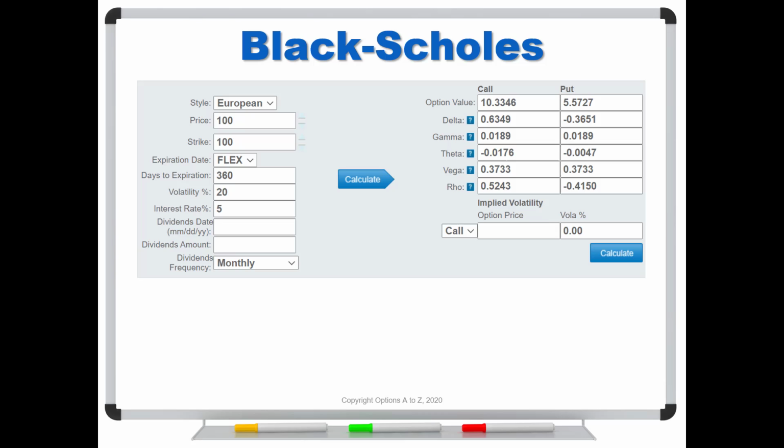So keeping that in mind, let's now go over to a Black-Scholes pricing model. We're going to make the stock equal to 100, strike of 100, 360 days to expiration, volatility of 20%, and interest rate of 5%. And the model tells us that the call option should be worth 10.33 and the put 5.57. So the thing we're trying to figure out is, what's this relationship? Why is the call option so much higher than the put? Is there a little hidden relationship here?